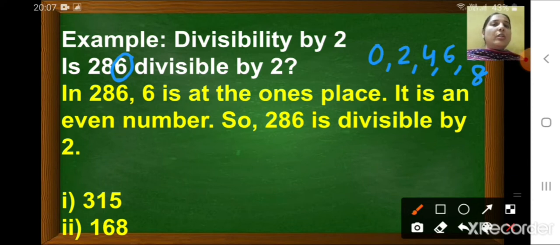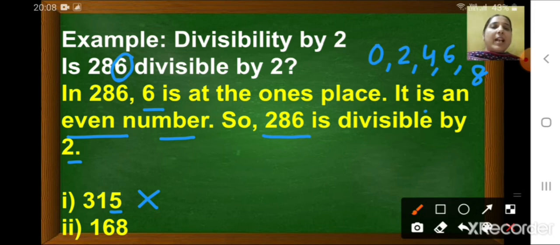Yes. So you will write it like this. In 286, 6 is at the ones place. It is an even number, so 286 is divisible by 2. Okay, that is your reason for that. Okay, now just look at one more example. 315. Will it be divisible by 2? Can you tell me? Yes, it is not divisible. Why? Because the digit at the ones place is not an even number. Okay, so it is not divisible by 2.